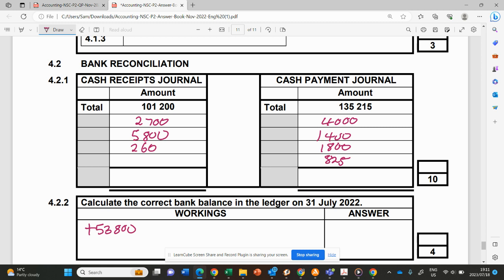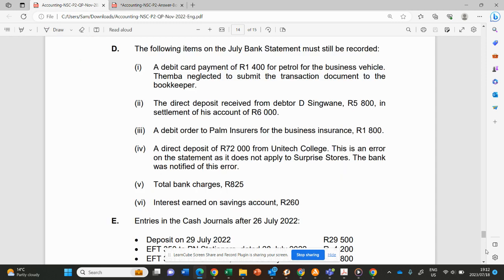Total receipts. Let's calculate. If I calculate there, I get 109,960. Then if I calculate this, 135,215 plus 4,000 plus 1,004 plus 1,000 plus 1,008 plus 825, then it's 143,240. Okay, it's fine. Let's see. Oh, we are not done.